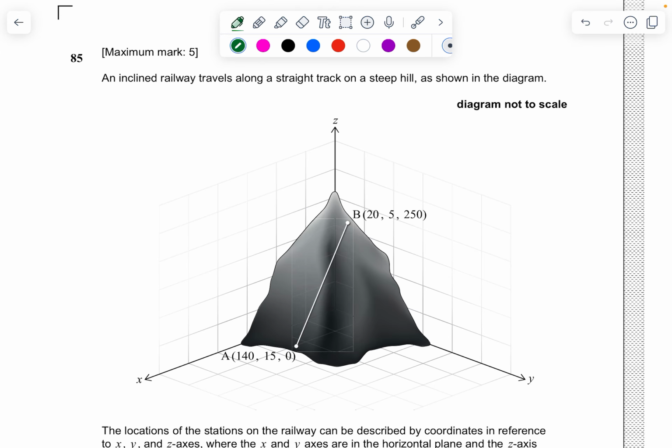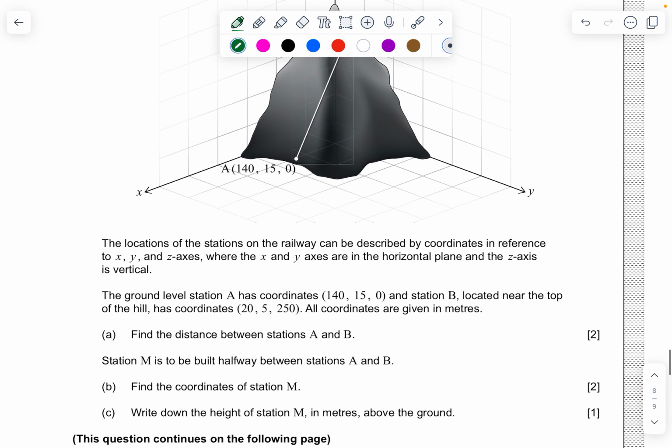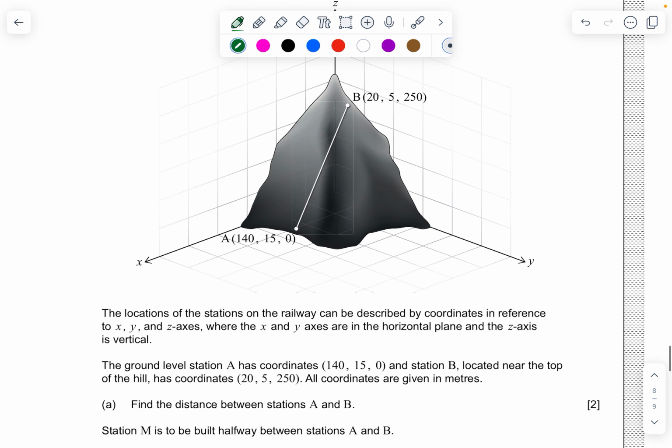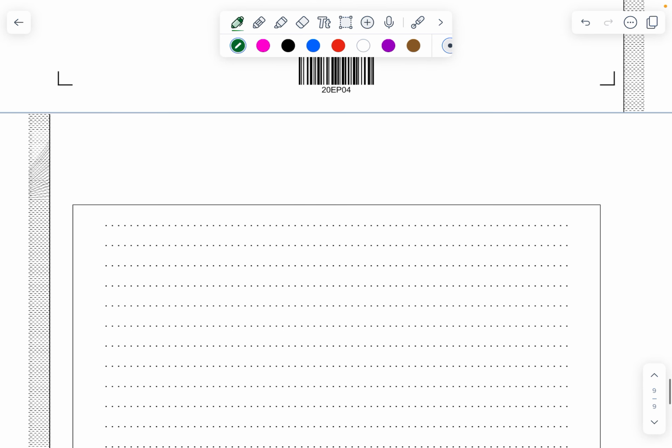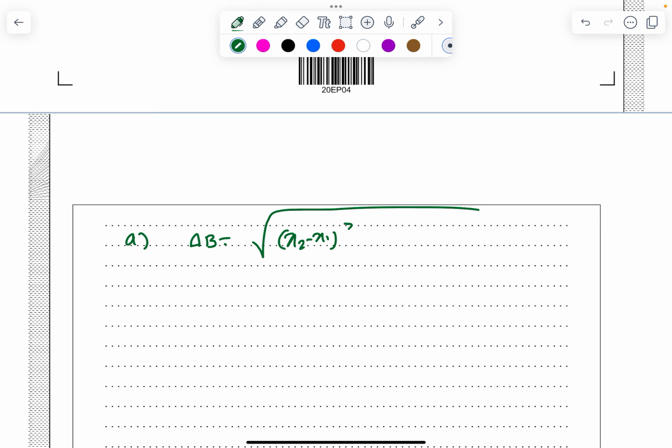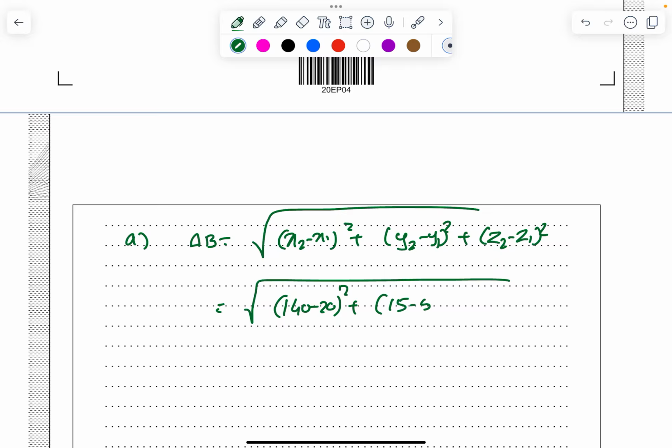Question number 2. An inclined railway travels along a straight track on a steep hill, as shown. Find the distance between A and B. So the distance formula is going to be the square root of x2 minus x1 whole square plus y2 minus y1 whole square plus z2 minus z1 whole square, which is 140 minus 20 whole square plus 15 minus 5 whole square plus 250 minus 0 whole square. Square root of 77,000, which is going to be 277 meters.